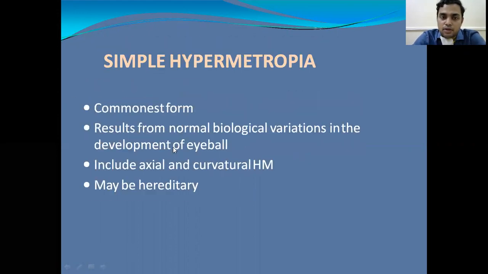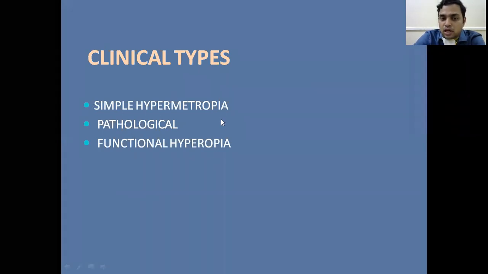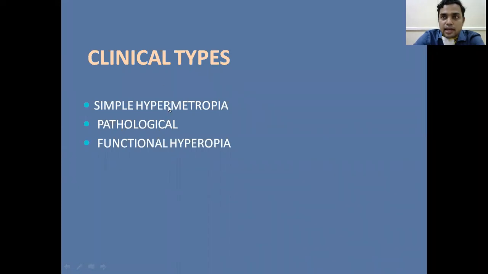So there are three clinical types of hypermetropia. That is simple hypermetropia, where it is because of normal biological variation, and pathological hypermetropia, where there is some pathology involved. For example, there is a decreased curvature of the lens in old age, or due to trauma there is a displacement of the lens, or due to surgical aphakia, or due to overcorrection of myopic LASIK refractive surgery. These are all common pathological hypermetropia. And functional hypermetropia is because of third nerve palsy or due to internal ophthalmoplegia. These are the clinical types of hypermetropia.